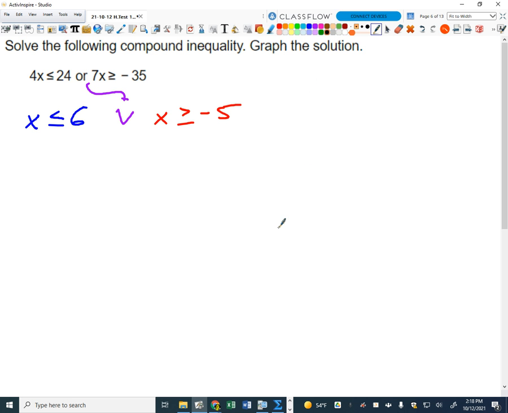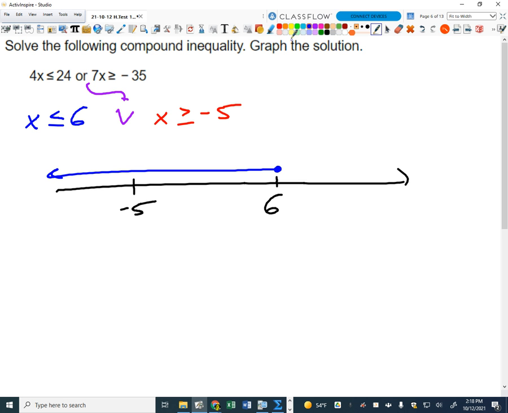Okay? Well, let's graph this. So if I graph x is less than or equal to 6, it looks like that. If I graph x is greater than or equal to -5, it looks like that. For an OR statement to be true, how many of the solutions have to be true? Only one at a time, right? So what's the interval where at least one solution is graphed? All of it. Yeah, it's everything, isn't it?